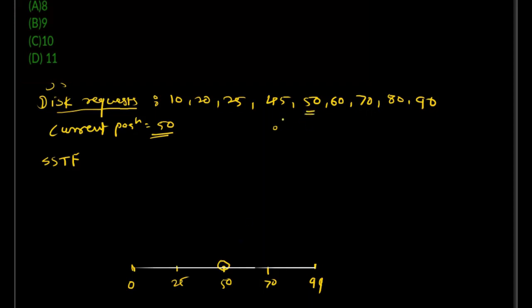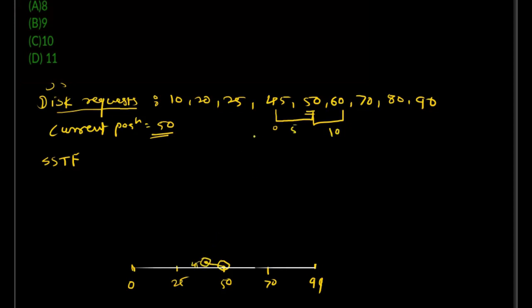After this, which will be processed first? Which one is the nearest? It has two options, either process 45 or process 60. For processing 45, it will require only a distance of 5. For processing 60, it will require how much distance? 10. So the nearest is 45. So from 50 it will go to 45. Okay, we will mark this as 45 somewhere here.